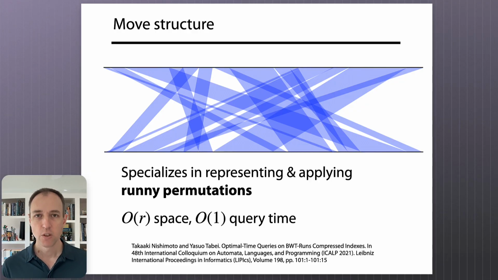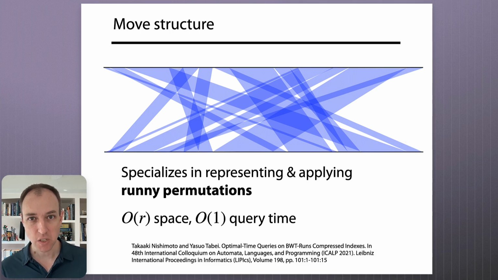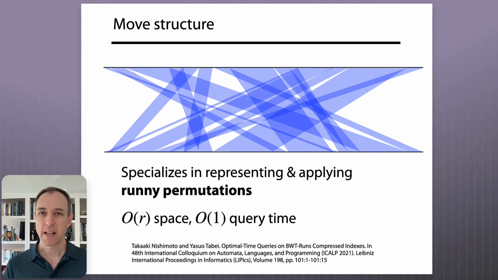Okay? The move structure, which we're about to discuss, is a data structure that specializes in exactly these kinds of permutations. It specializes in representing and executing permutations that are runny. Right? So that's what the move structure is really for. And since the LF mapping is an example of one of those permutations, the LF mapping is a perfect kind of function to apply the move structure to, and that's what we're going to do first here.